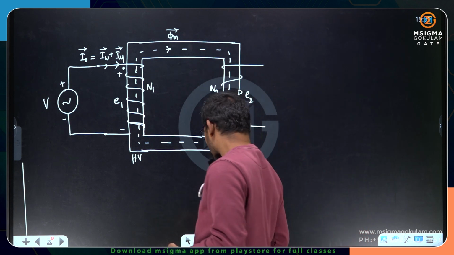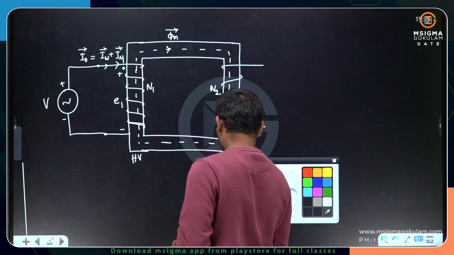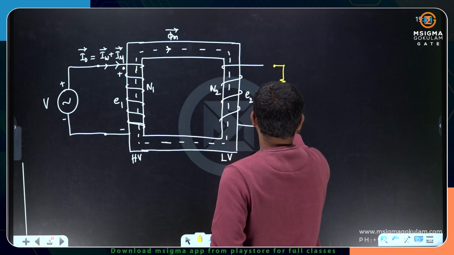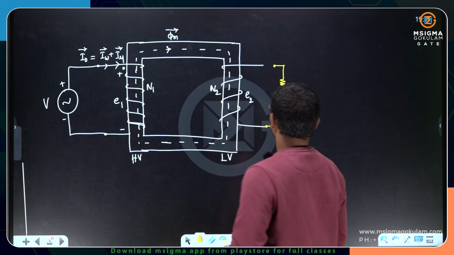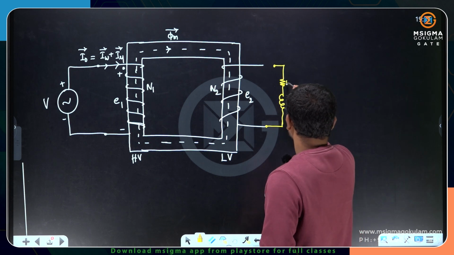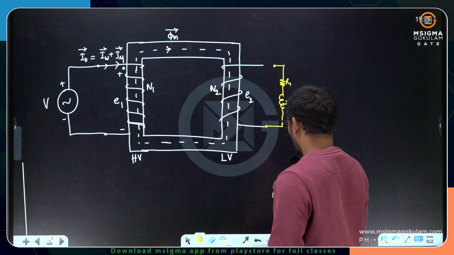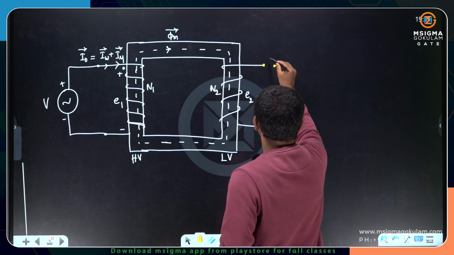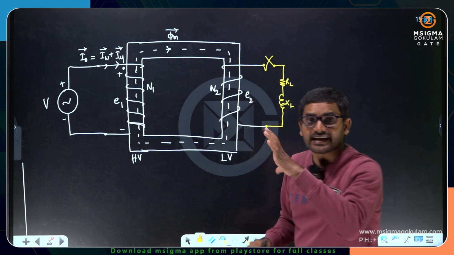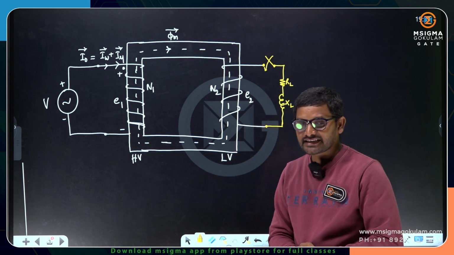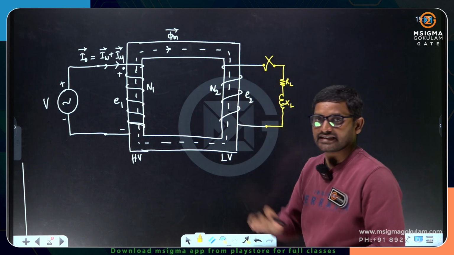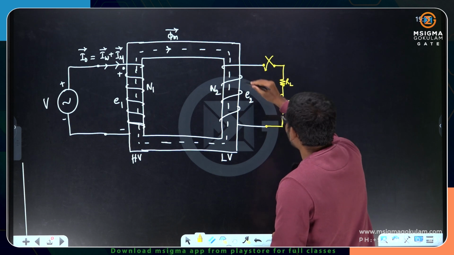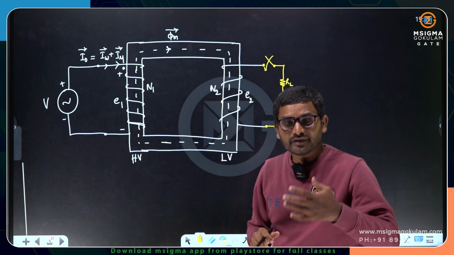Now if you see the load operation, I am going to connect a load here. Maybe I am taking it as a lagging load. Let me take it as simply RL XL. I am connecting this lagging load to the second coil. The moment you connect the load, what is going to happen? This EMF has a closed path now.